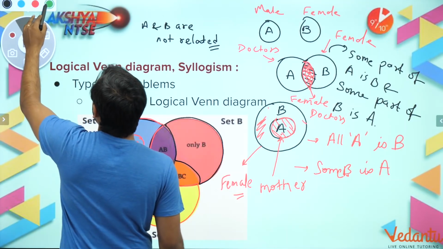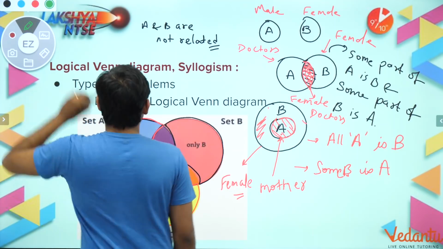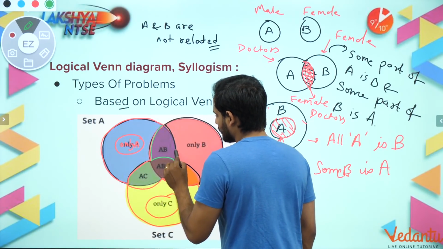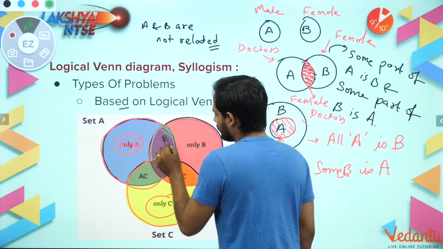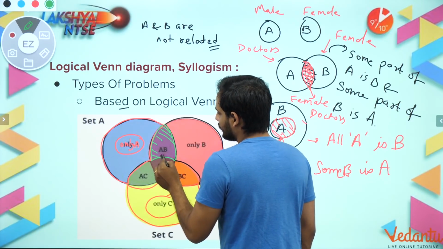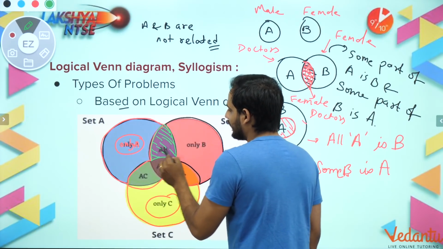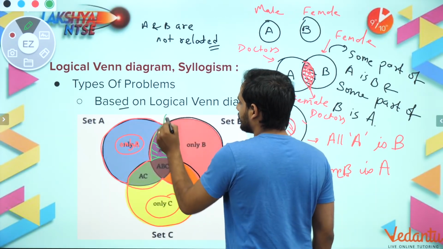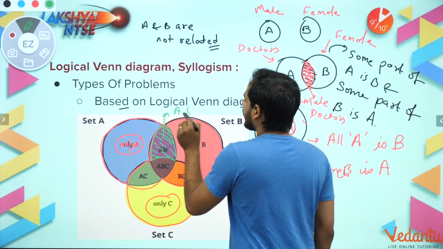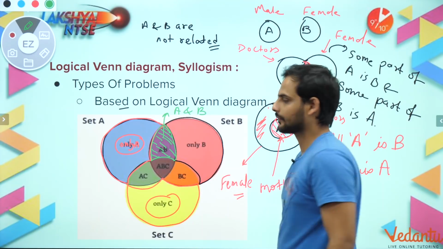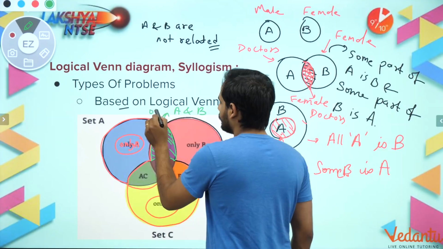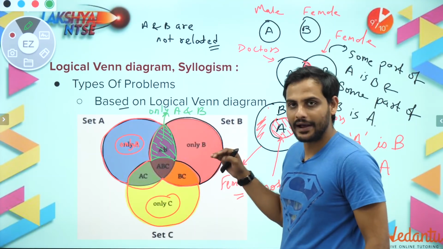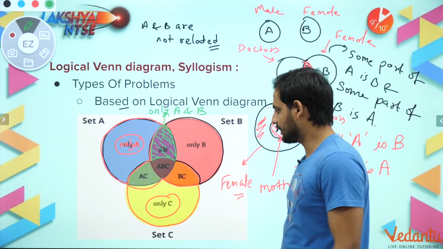Now let us see this part carefully. As you can see, children, this is the part which is being overlapped by A and B, only A and B. I would write only A and B. This is the part of area which is overlapped by only A and B.